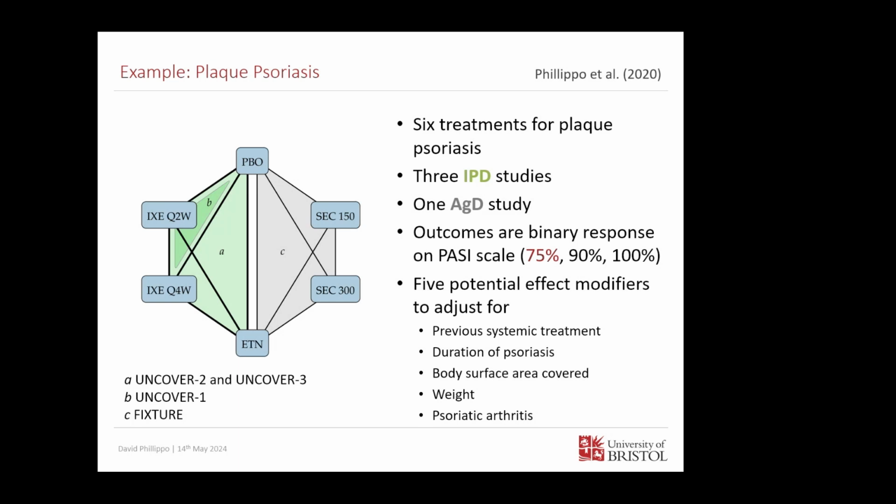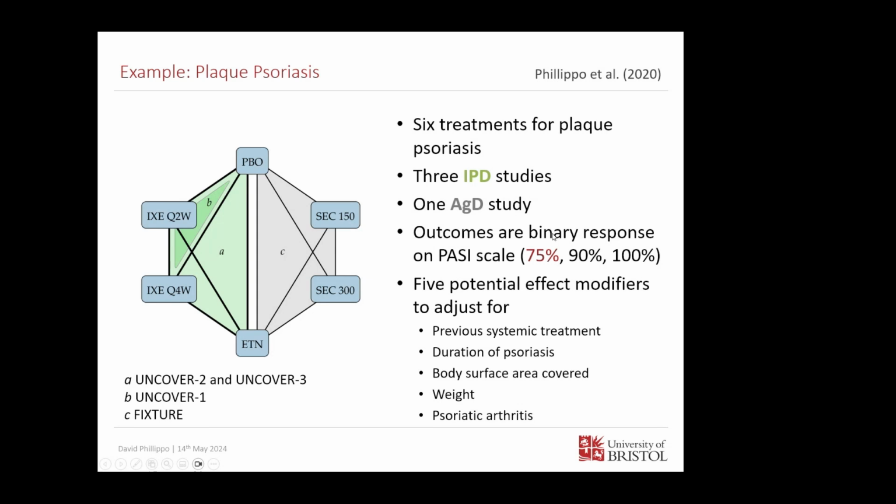So an example. Here we've got a network of 6 treatments for plaque psoriasis. We've got 3 IPD studies here in green, and we've got 1 aggregate study here in grey. So the UNCOVER 1, 2, and 3 studies, we have individual patient data, and the FIXTURE study, we have aggregate data. And we've got 2 different dose regimens of ixekizumab, every 2 or 4 weeks, versus secukinumab, either 150 or 300 milligrams. We've also got etanercept, and we've got placebo. So different treatments for plaque psoriasis.